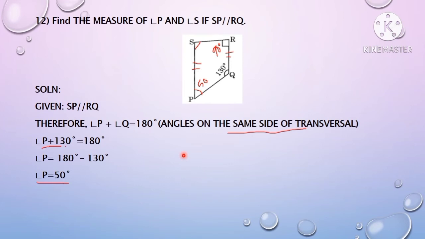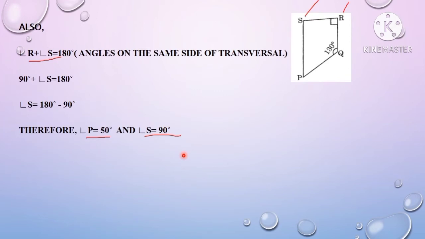Now we want to find angle S. Angle S plus angle R is equal to 180 degrees, because these two are adjacent angles. Then substitute 90 degrees, so 90 degrees plus angle S is equal to 180 degrees. Bring this 90 to the right-hand side, so 180 minus 90. So you will get S is equal to 90 degrees.